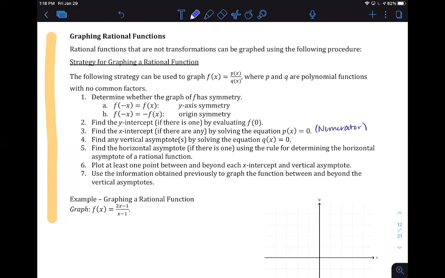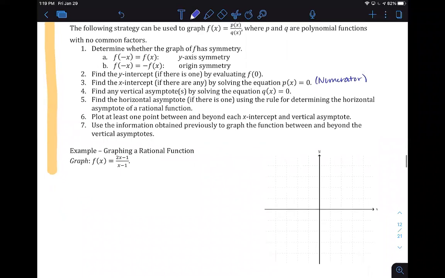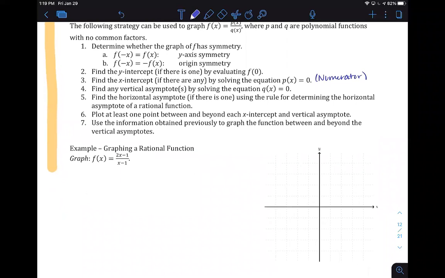Our numerator is going to tell us our x-intercepts, where our denominator is going to tell us our vertical asymptotes. We're going to use our degrees to find our horizontal asymptotes. And then we're going to plot points. All right, so look at this first one. Graph f of x equals 2x minus 1 divided by x minus 1.